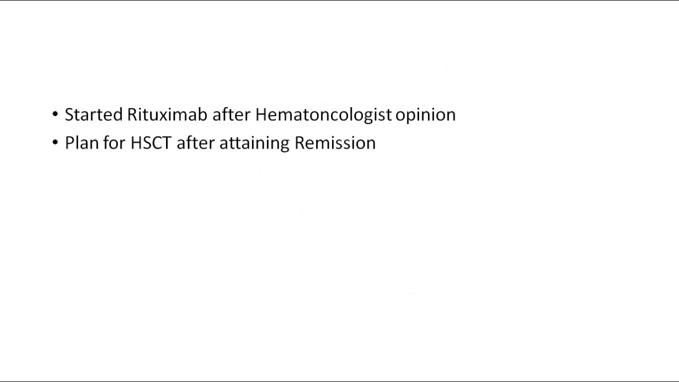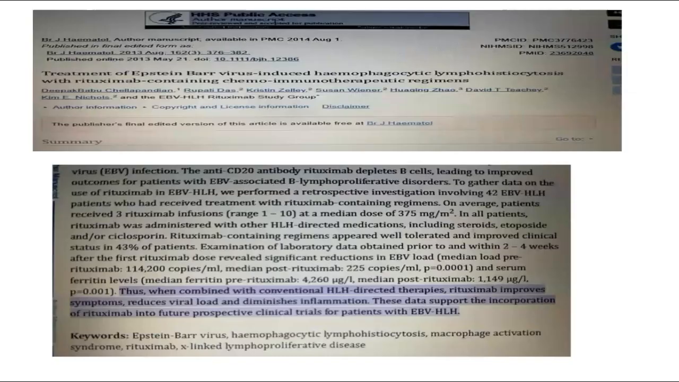After discussing with the hemato-oncologist, we started the child on rituximab for HLH secondary to EBV infection. So we continued dexamethasone, started rituximab, and planned for hematopoietic stem cell transplantation after attaining remission. There are many studies showing efficacy of rituximab in HLH secondary to EBV infection, and the dose is 375 mg per meter square.